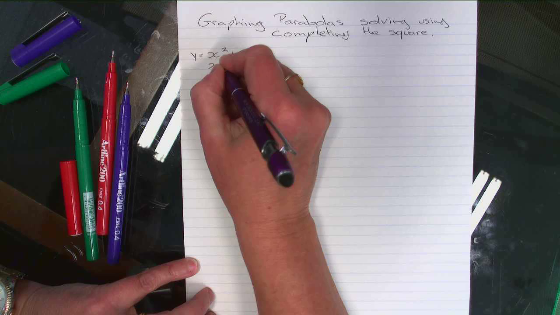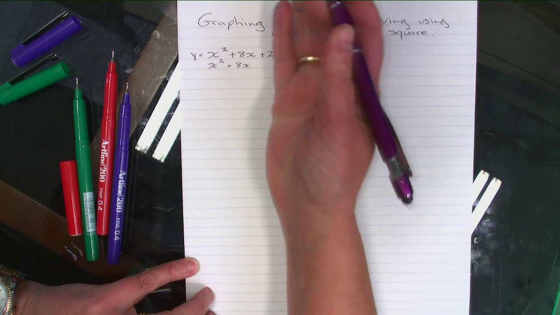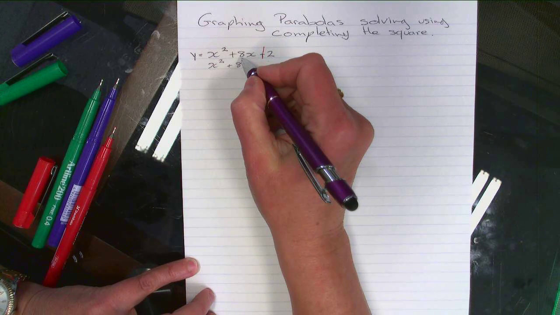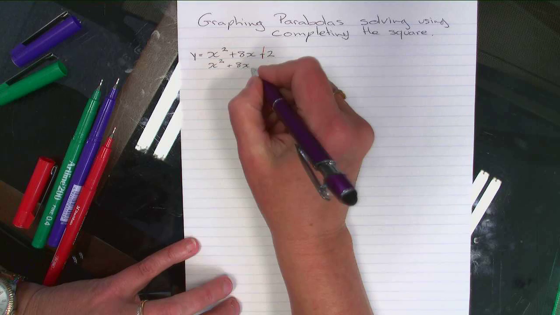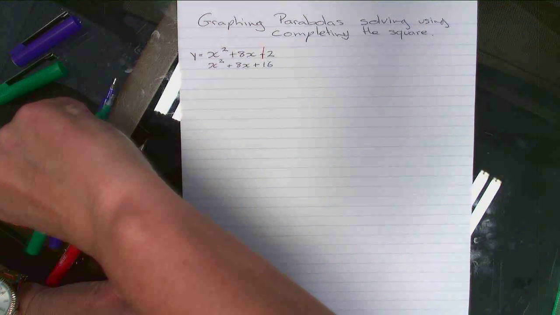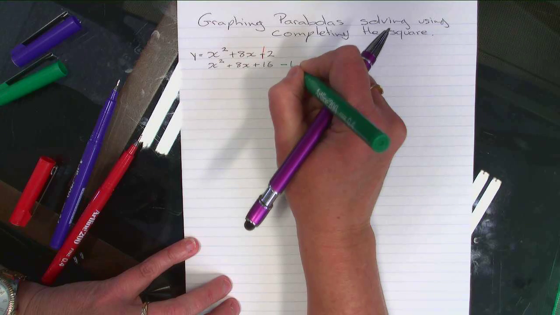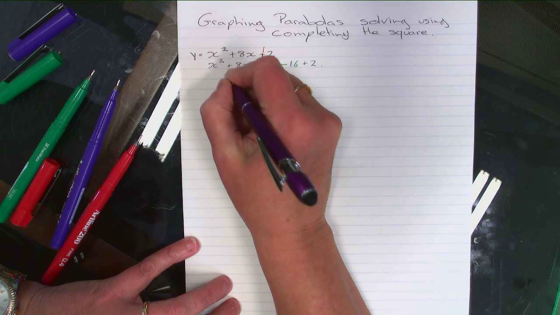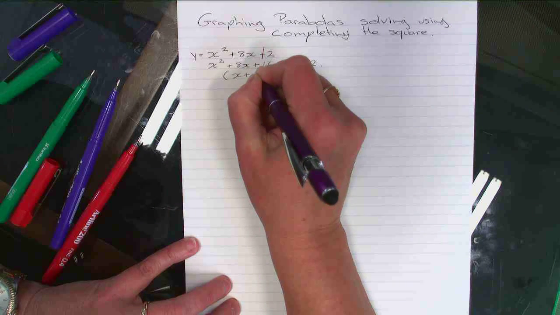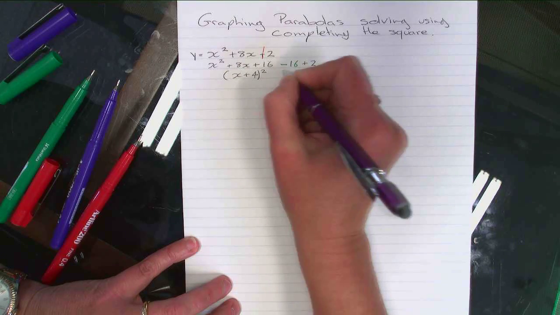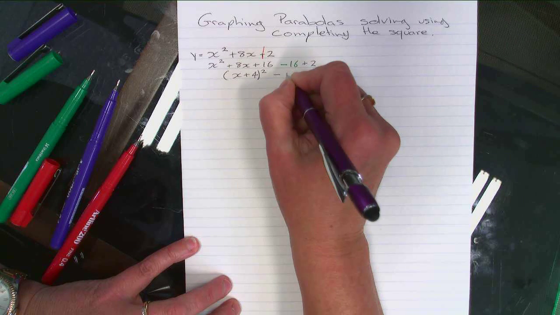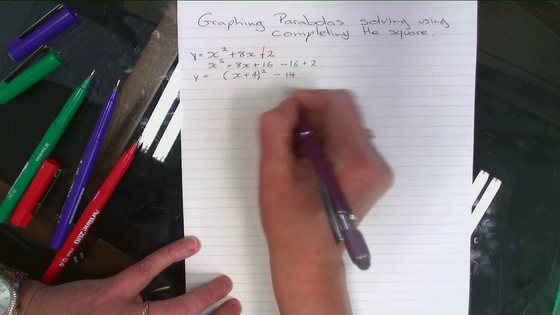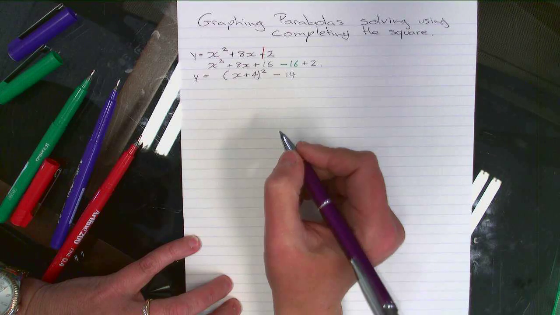So if I have x squared plus 8x, now to complete the square on that part of our equation, divide 8 by 2, which is 4, and square is 16. So I'm going to add 16. If I add 16, I then have to subtract 16. And then I'm going to add 2. Factorise this part: x plus 4 squared, and minus 16 plus 2 is minus 14. So now I'm back to the same equation form as I had in the previous question.